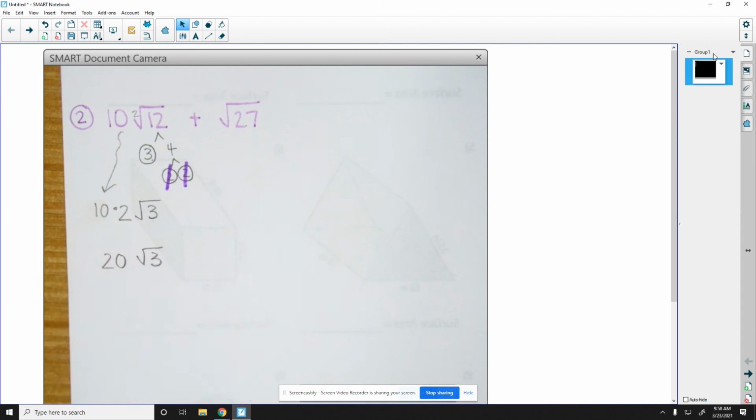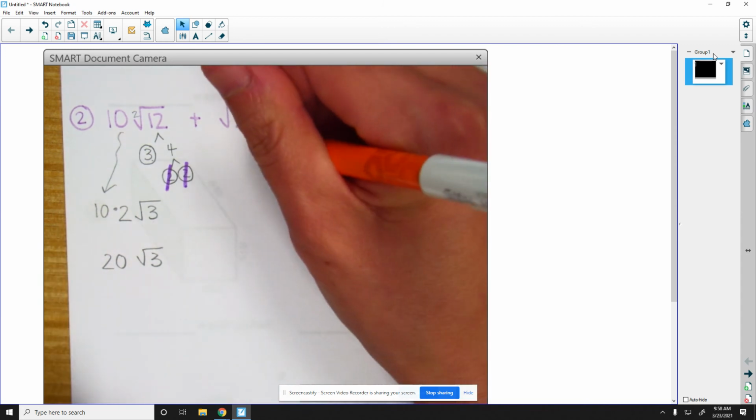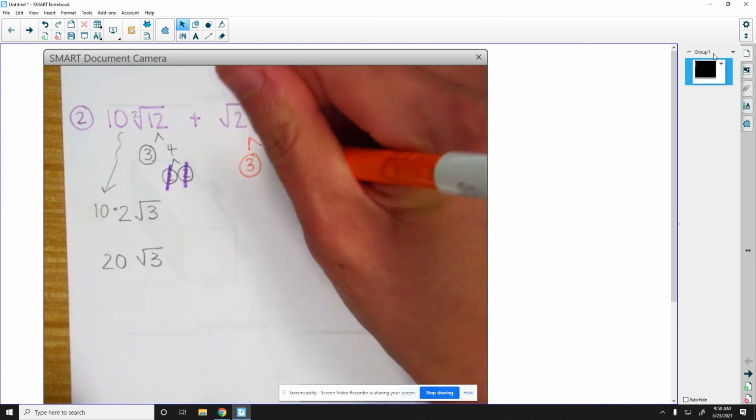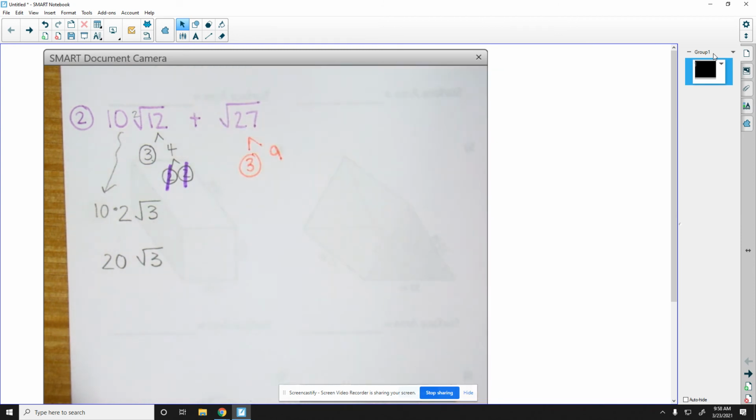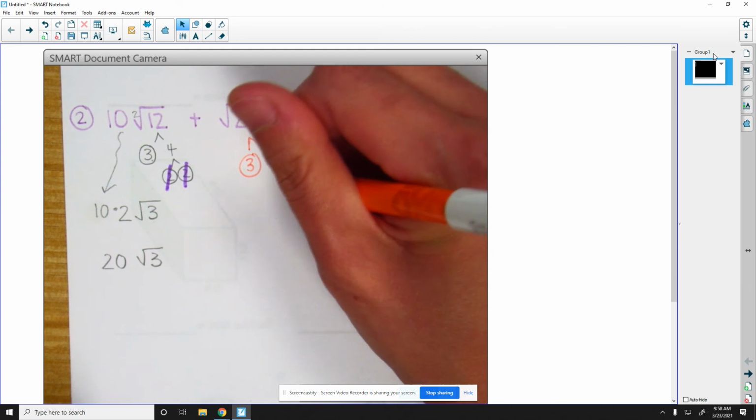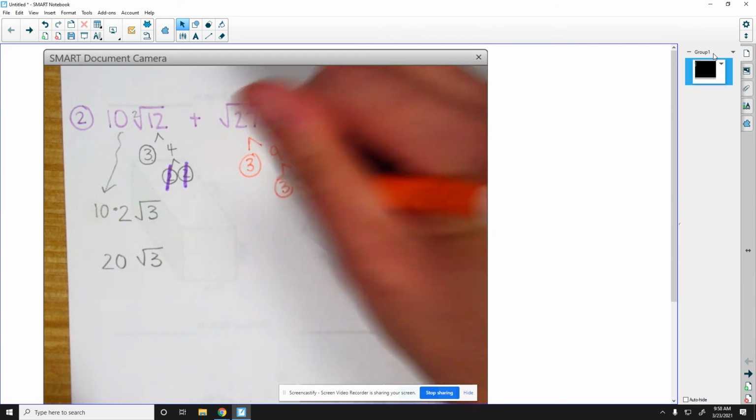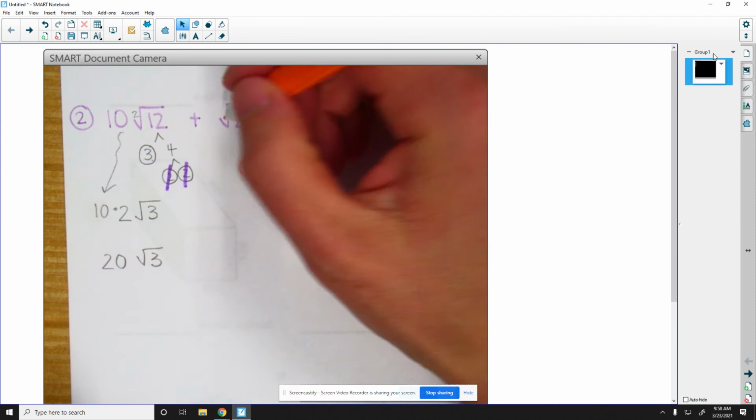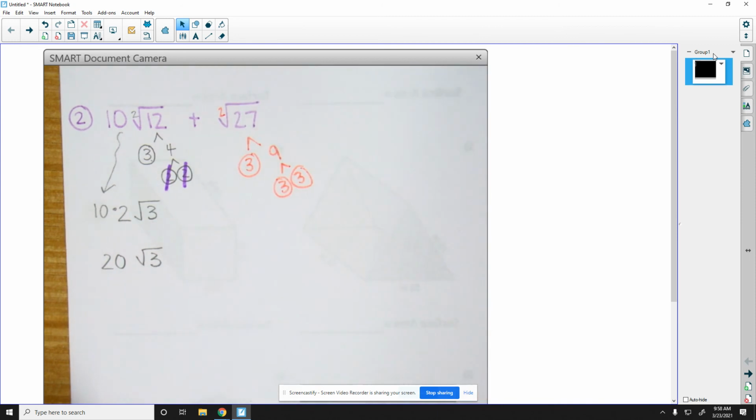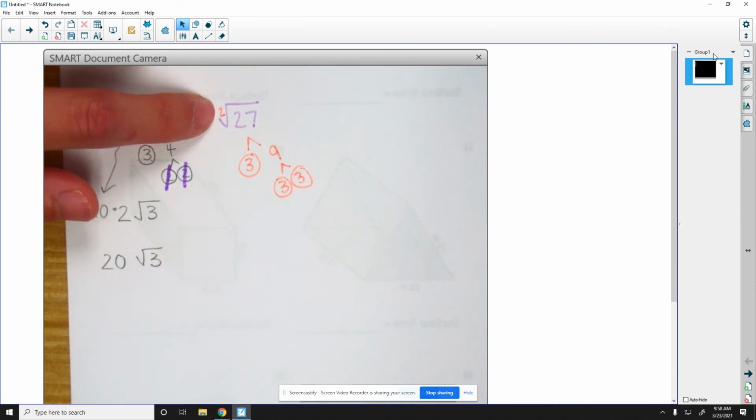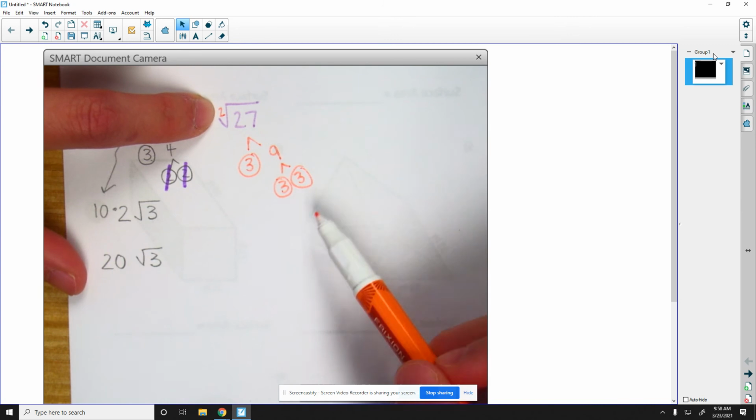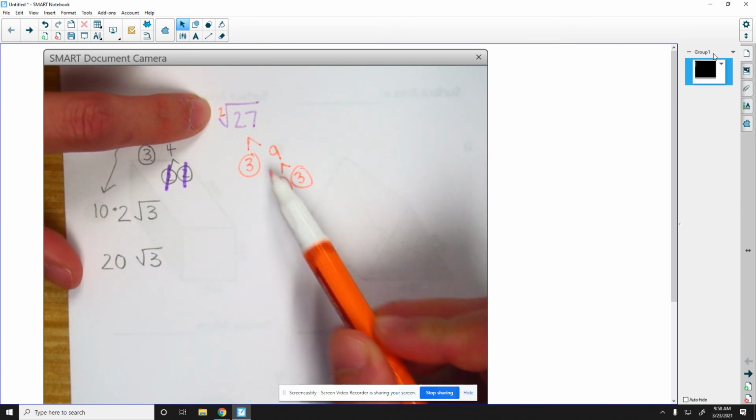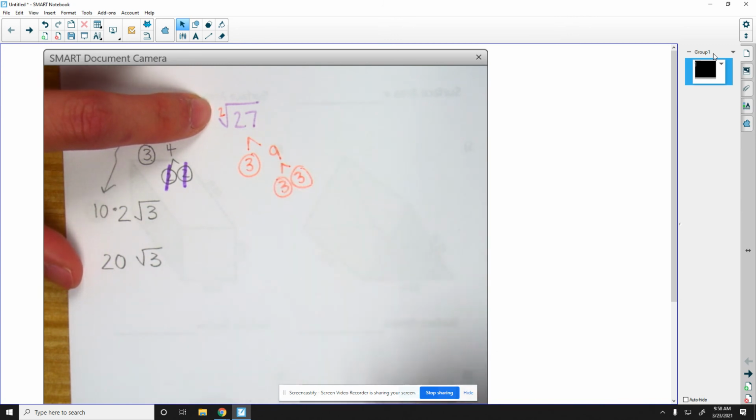Okay, let's do 27. So 27 is 3 and 9. Only circle your prime numbers. 9 is 3 and 3. And remember, I need groups of 2. So does anyone think they know for this one? This is what radical what? Casey? It's 3 radical 3. So why?